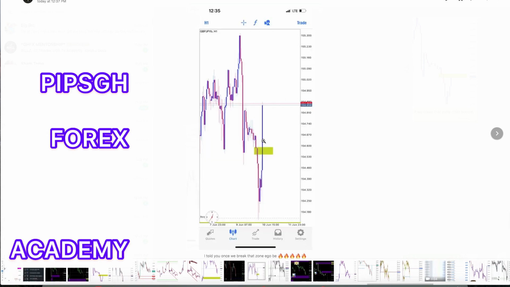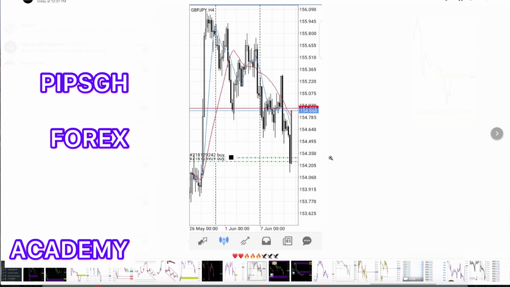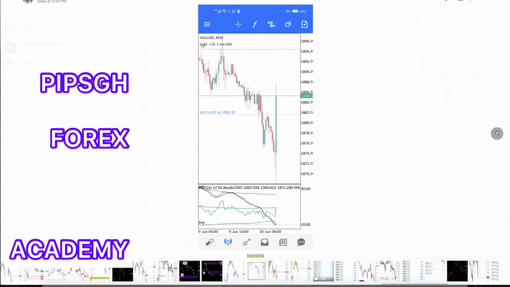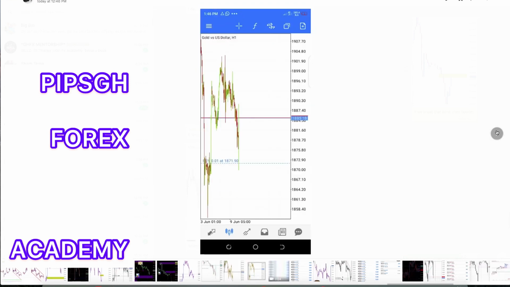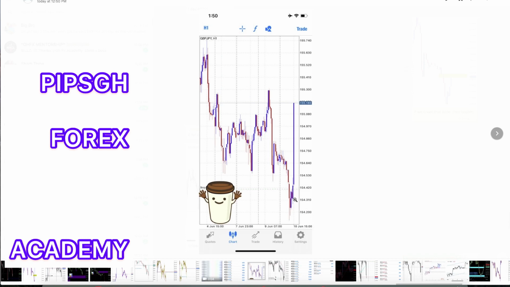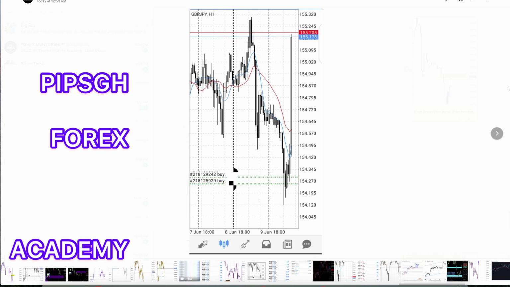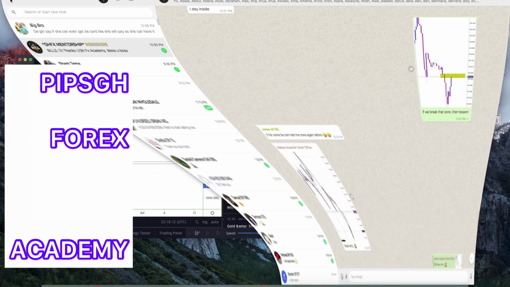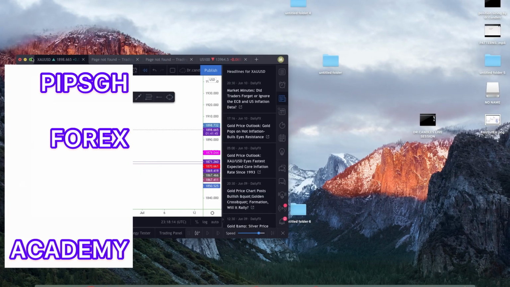See, sniper entry. This was good. Sniper entry, sniper on gold. This was pound USD. Sniper on GJ. So that is how we smashed that pair on the mentorship. So this is just actually a preview of that.